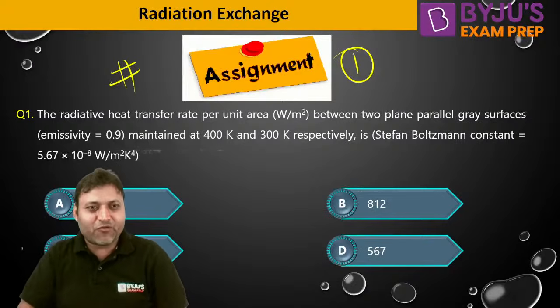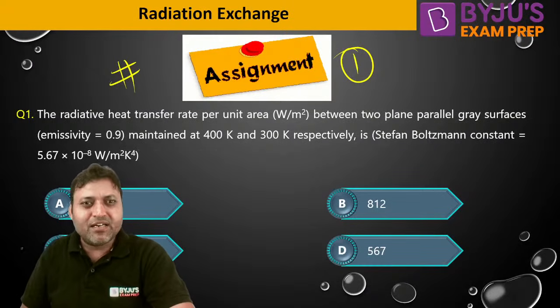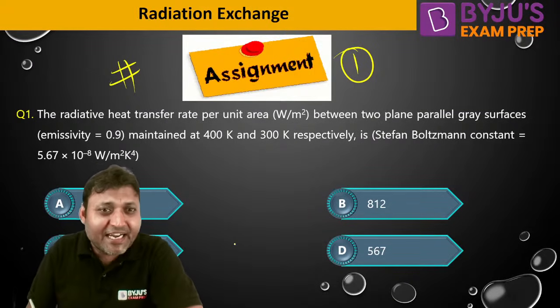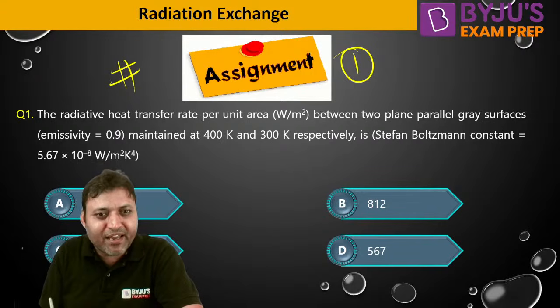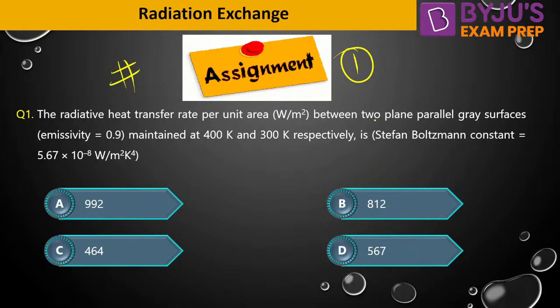Okay, so let us start with the question discussion. This was the first question. The radiative heat transfer rate per unit area between two plane parallel gray surfaces. Emissivities are the same, epsilon 1 is equal to epsilon 2 is equal to 0.9. Maintained at temperatures T1 = 400 and T2 = 300. Then what will be the radiation heat flux?